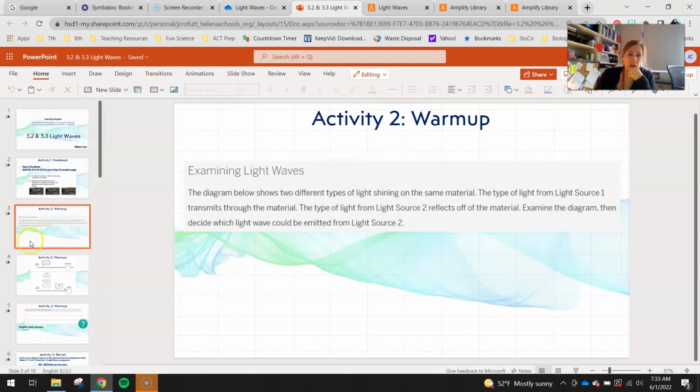Moving on, your warm-up activity 2, examining light waves. The diagram below shows 2 different types of light shining on the same material. The type of light from light source 1 transmits through the material, and the type of light from light source 2 reflects off the material. Examine the diagram, then decide which light wave could be emitted from light source 2.